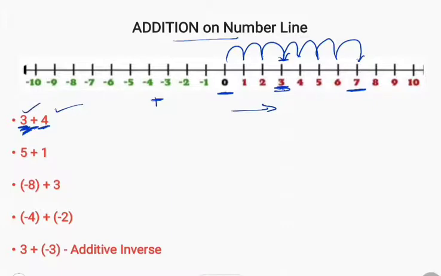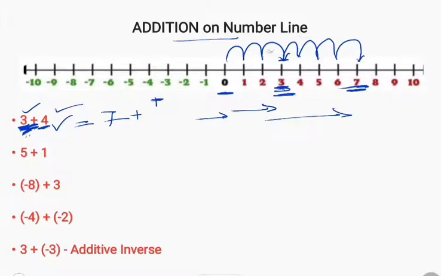So initially we moved 3 steps on the right side because there is no sign to it. No sign means it is positive number. For positive, we move on the right side. And again, add is again positive. So this means again, we have to move on the right side from 3 because we have already reached till 3. And how many steps? We have to move 4 steps from 3. So 4 steps we move from 3, we reached at 7. So 3 plus 4 is equal to 7.